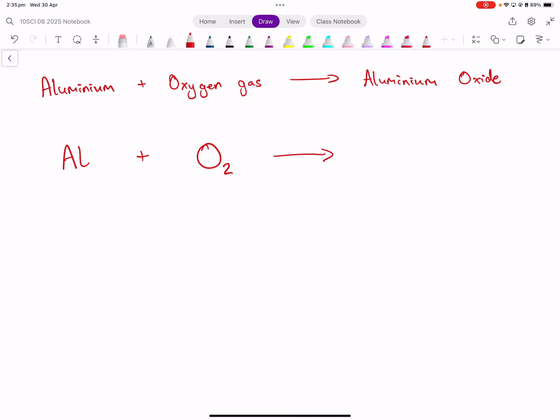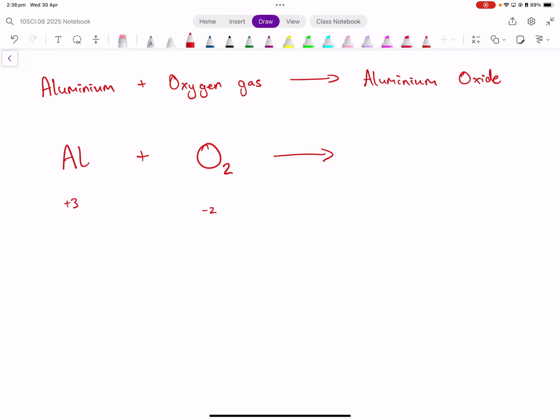And here's the skill that we were working on in our prior lesson again. What charge does aluminium have? It's in group 3, so what charge does it have? +3, okay. And what charge does oxygen normally have? -2. So what's the lowest common multiple between these two?